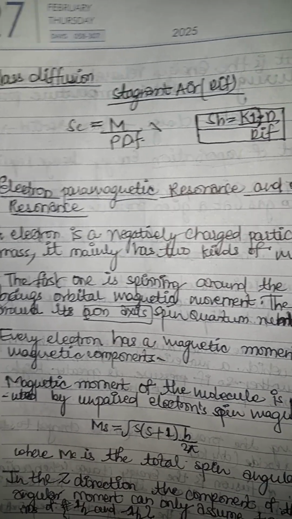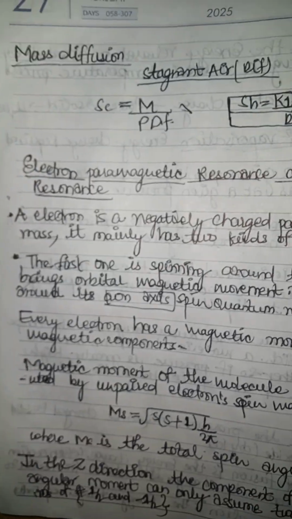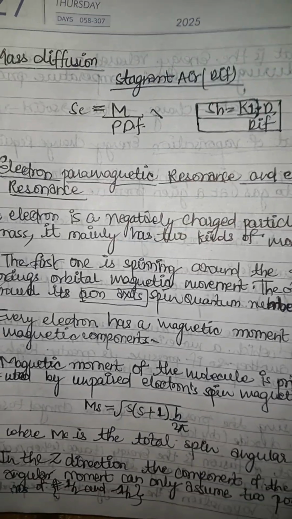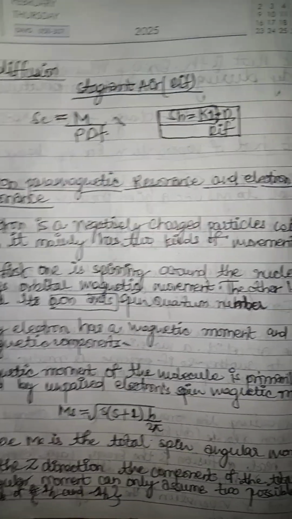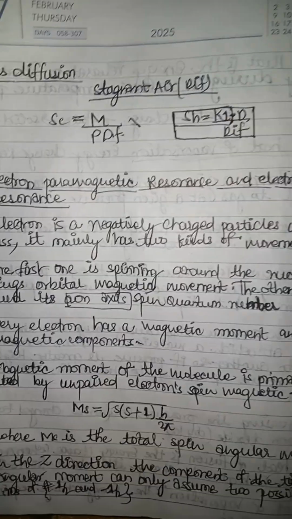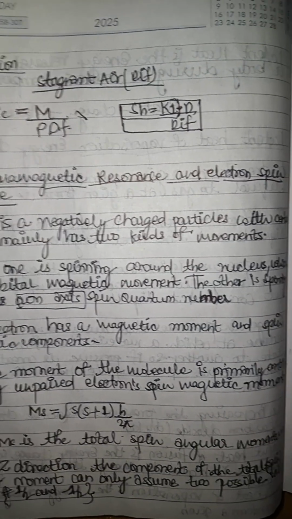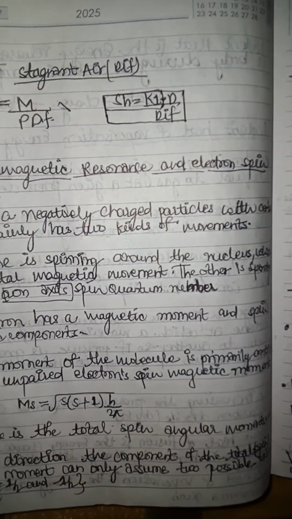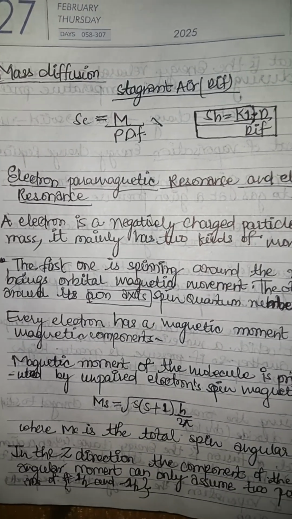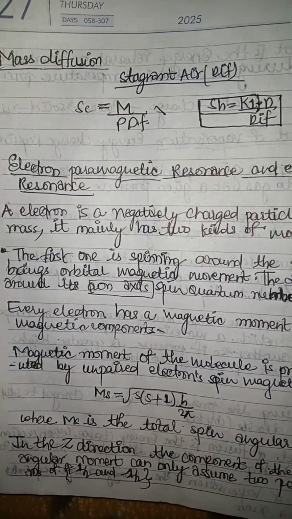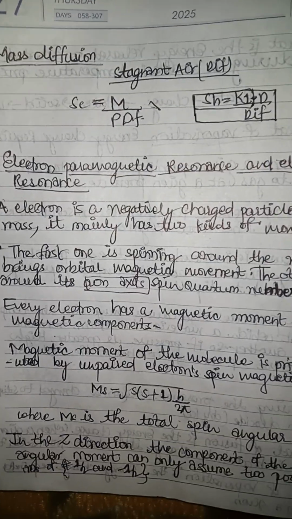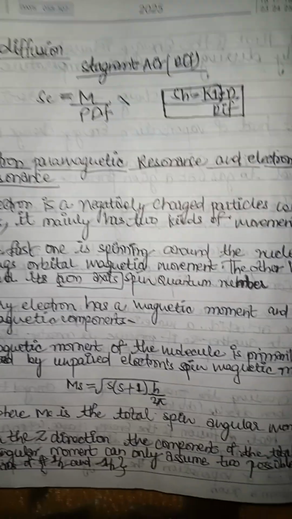Electron paramagnetic resonance and electron spin resonance. An electron is a negatively charged particle with certain mass. It has two kinds of movements. The first one is spinning about the nucleus, which brings orbital magnetic movement. The other is spinning around its own axis, with a spin quantum number. Every electron has a magnetic movement and a spin. Magnetic movement of the molecule is primarily contributed by unpaired electrons.